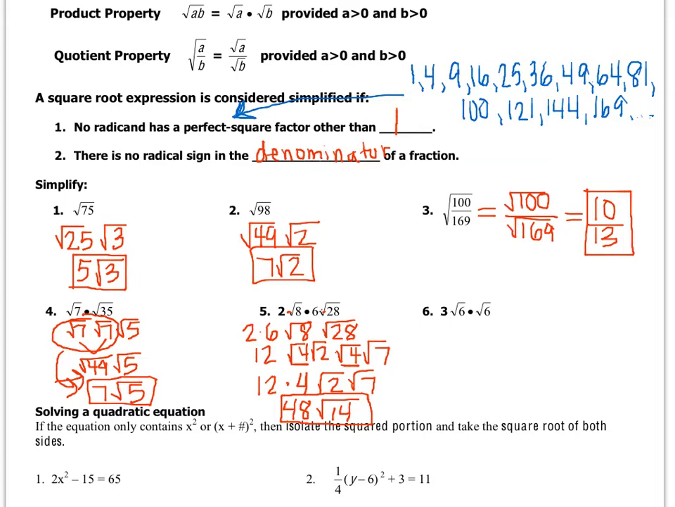For number 6 here, we've got this 3 in the front, and we should recognize by this point the square root of 6 times the square root of 6 is just 6. So I have 3 times 6, which is 18. So my answer is 18.